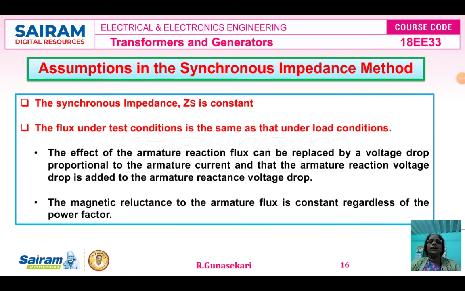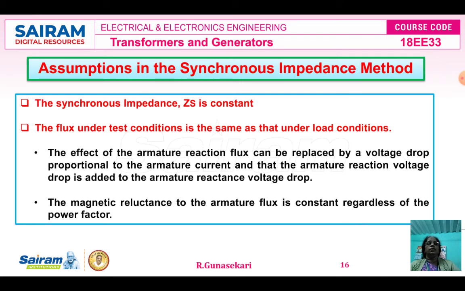Now, the flux under the test conditions is nothing but the effect of armature reaction, which is replaced by the voltage drop proportional to the armature current Ia. Then the armature resistance voltage drop, that is IaRa drop, is added to the armature reactance voltage drop, that is IaXs drop. The magnetic reluctance to the armature flux is constant because of the power factor of the load.